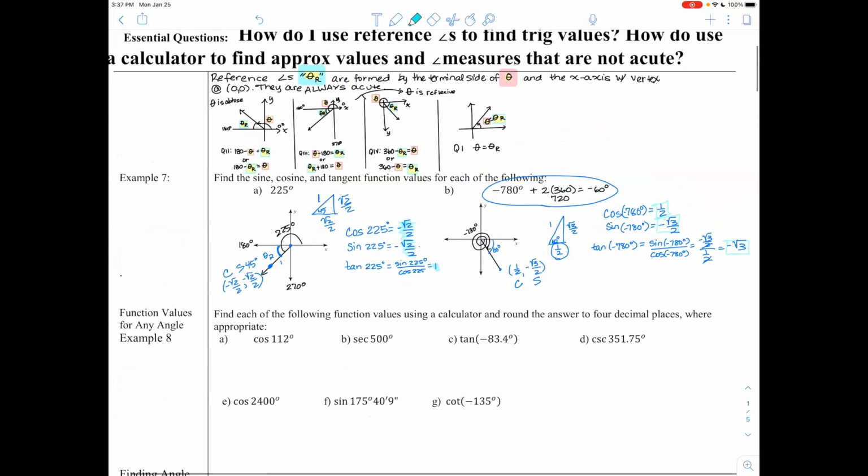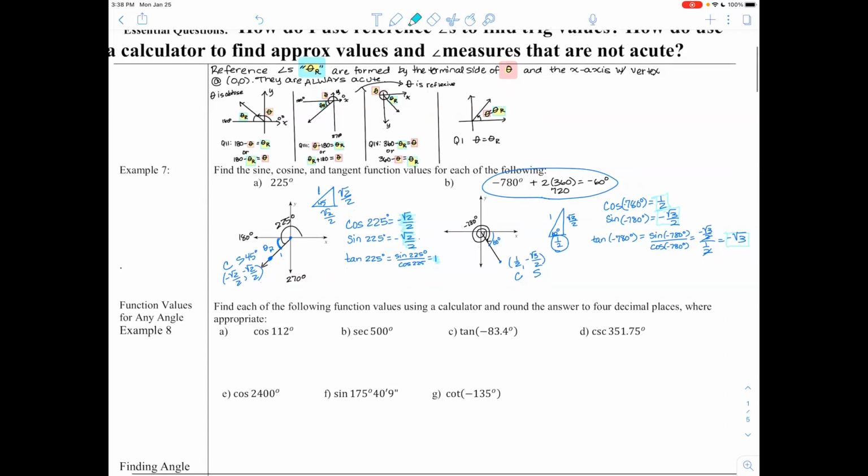So for example 7, those angles actually did end up being angles that were represented on the unit circle. The first one's actually on your unit circle, 225 degrees. For negative 780, you had to do a little bit to figure out it's representative of, I think, a 300 degree angle. Okay, all right.